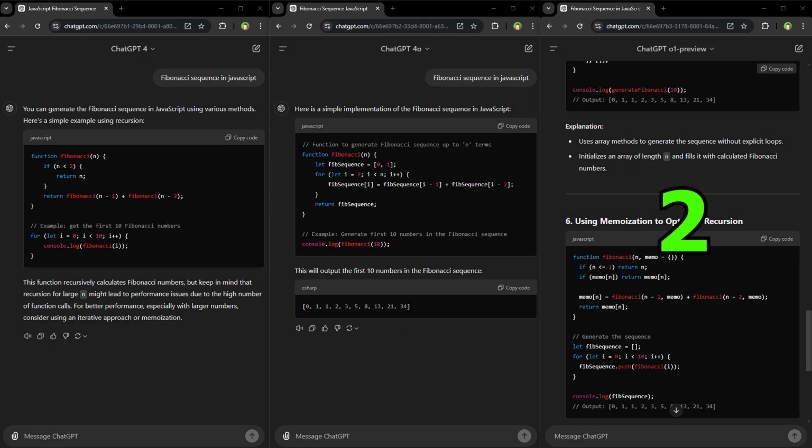So ChatGPT o1 wins twice and ChatGPT 4o wins 4 times. ChatGPT 4 was behind these two. So in my opinion, winner is ChatGPT 4o.